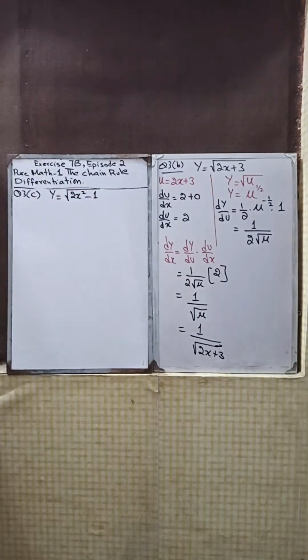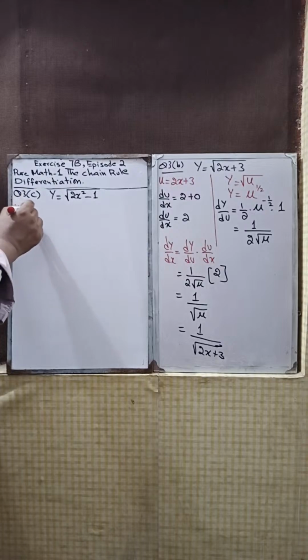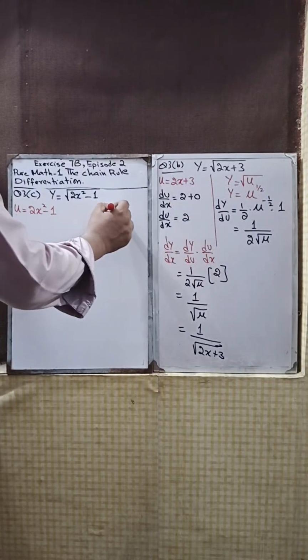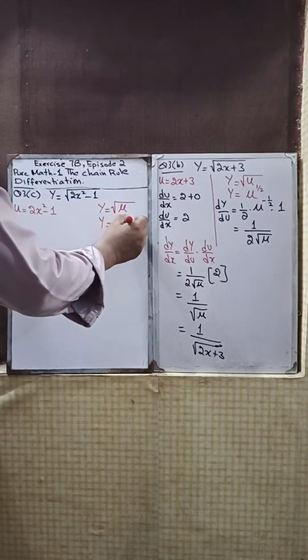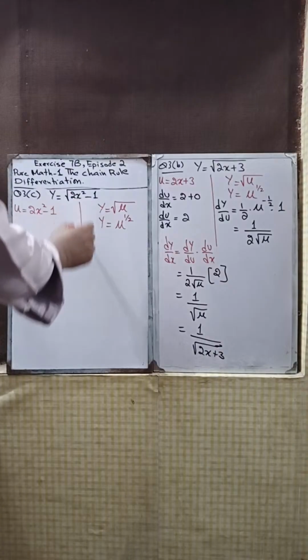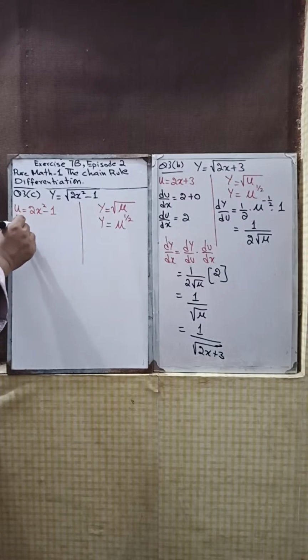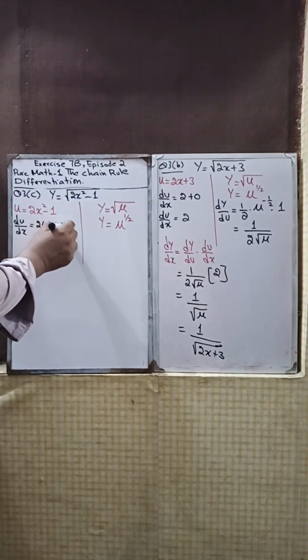Okay, so now I will substitute. I will suppose that u is equal to 2x square minus 1. So let u be equal to 2x square minus 1. So y here will become under root of u, which means y is equal to u raised to power 1 by 2. So now we will differentiate them, and u will be differentiated with respect to x. So it will become du divided by dx, that is equal to 2 into 2 into x, minus 0.